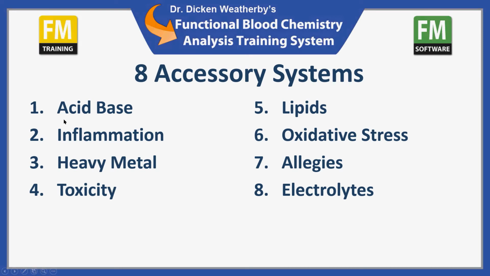Here are the 8 accessory systems that we take a look at. We can assess for acid-base balance, metabolic acidosis, metabolic alkalosis, and the dance between the two of them. We can look for inflammation in the body. We can look and see whether there is evidence of heavy metals. We can't categorically say, oh, you've got a mercury buildup. What we can say is, well, there's a pattern here that is explained if you have a heavy metal body burden. And we can say the same thing for toxicity too.